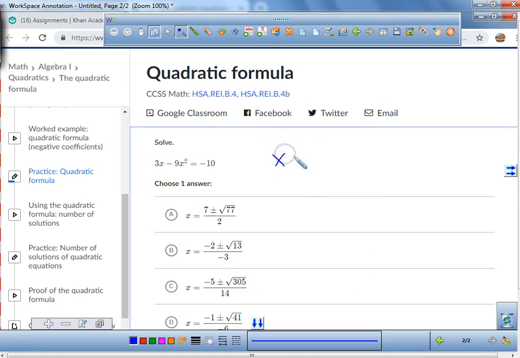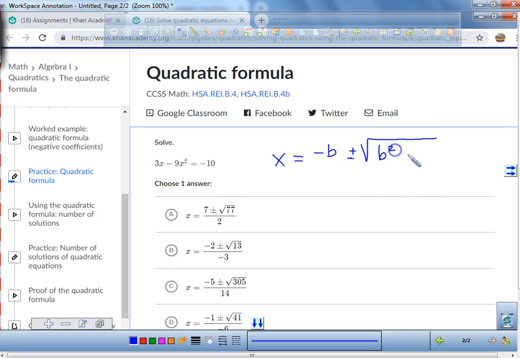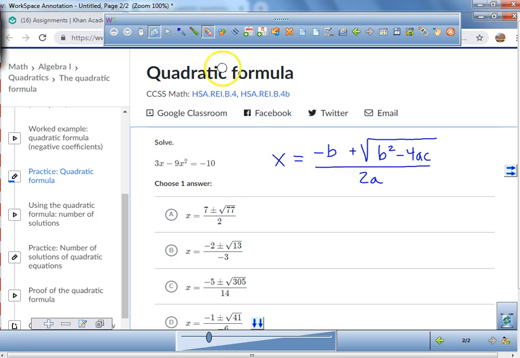I want you to write x equals negative b, that's a b, plus or minus the square root of b squared minus 4 times ac, all over 2a. That's what you guys want to write down in your journal.